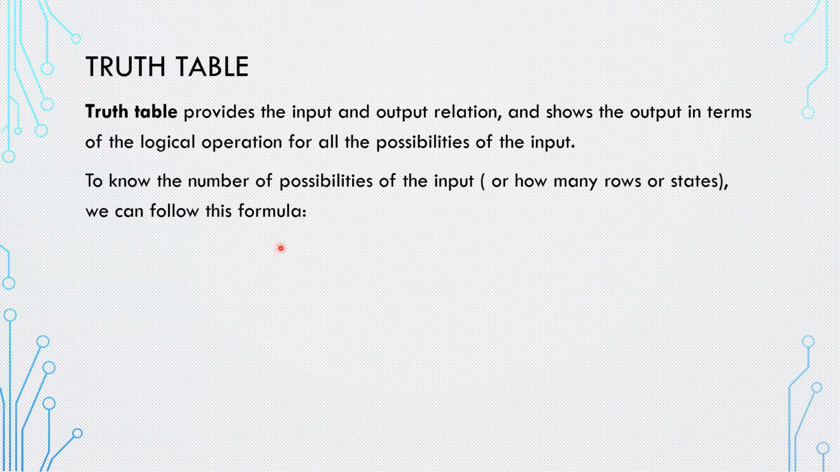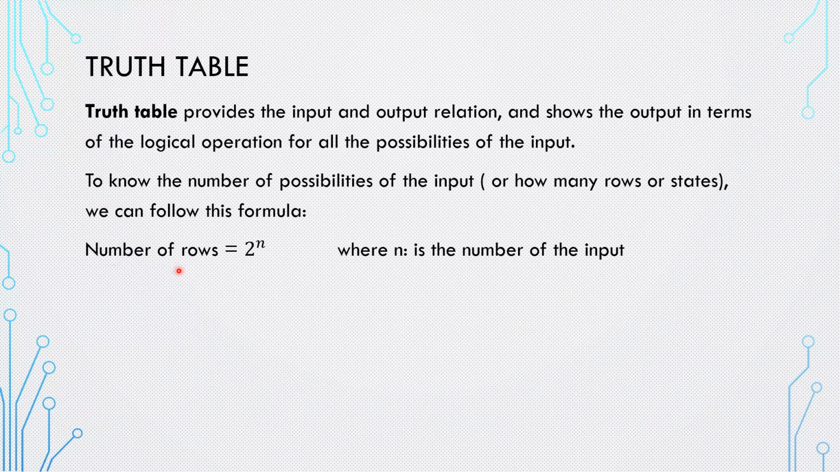So to know the number of possibilities of the input, this is the first thing that you have to know in order to build a truth table for any given circuit. You have to look for the number of all the possibilities of the input in order to study all the situations for that circuit. So in order to find the number of rows, you're gonna follow this simple relation. You need to take 2 to the power of the number of inputs in order to know how many rows you need to write to study all the possibilities of the input.